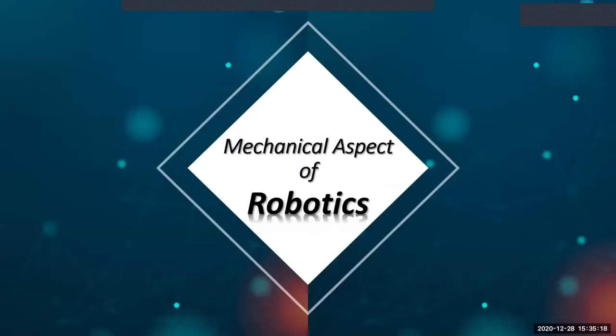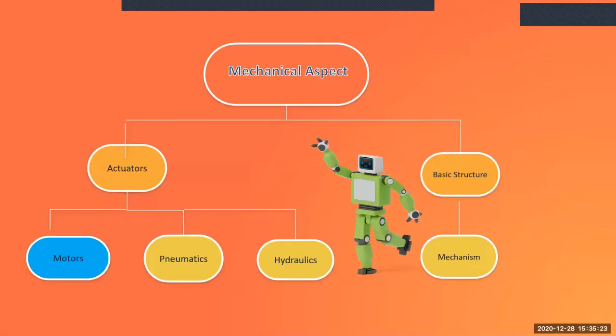Let's jump into the mechanical aspect of robotics. As you can see in the figure, we can divide the mechanical aspect into two: actuators and the basic structure. It's a wide area that contains a lot of information, so I'll be focusing on engines in the robotics industry. But first, let's talk about actuators.